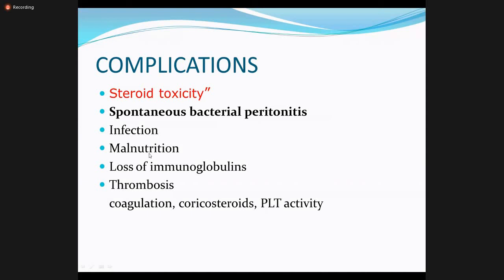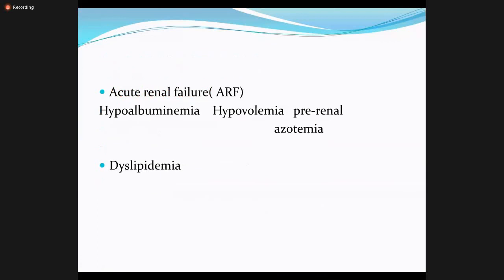Then malnutrition, because of the deficiency of protein and the loss of albumin. They also have more chances of thrombosis, as corticosteroids affect platelet activity, which is related to thrombosis, and there is loss of coagulation factors in the urine and more thrombotic factors in the blood. That leads these children to be prone to develop thrombosis.